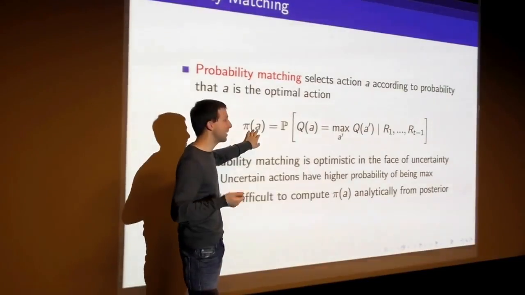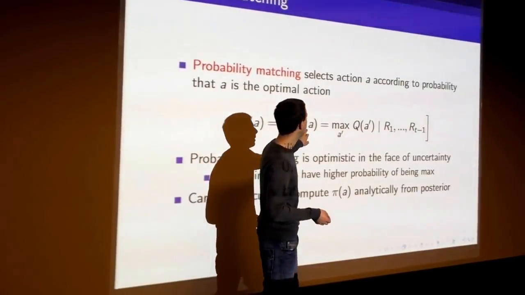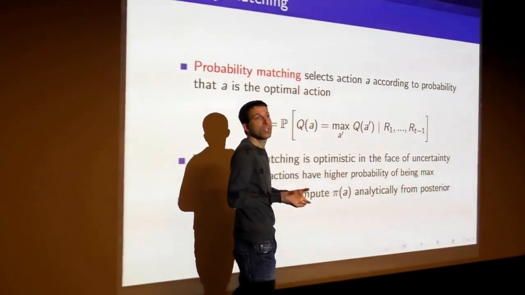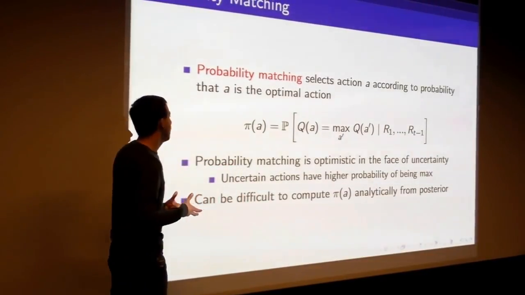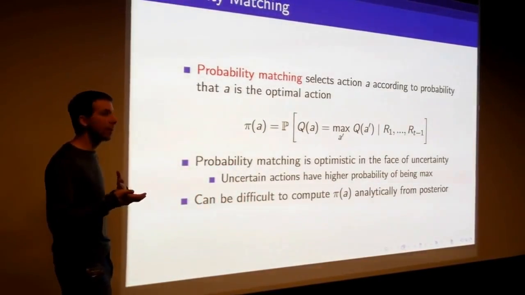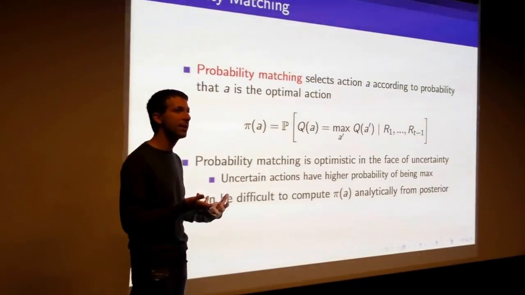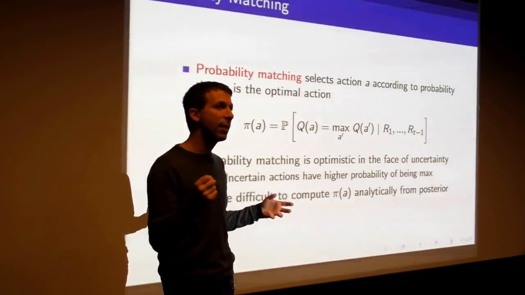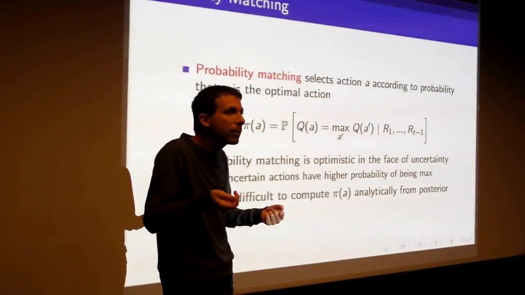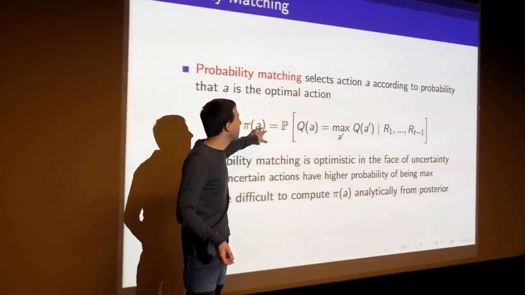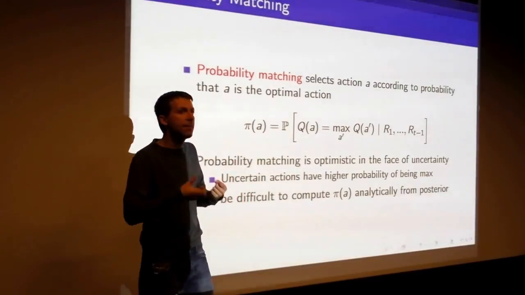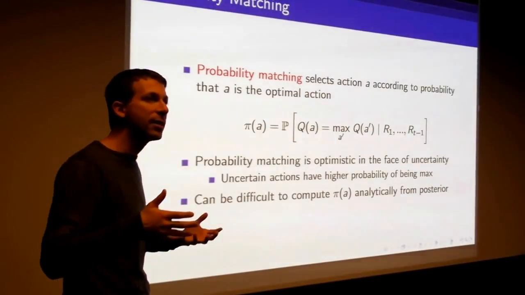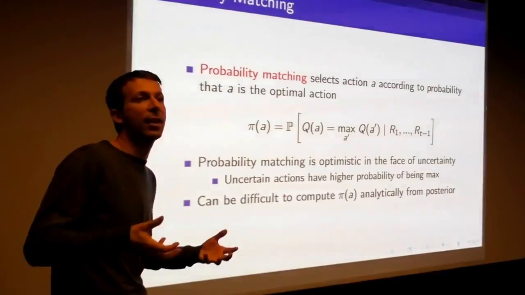So in other words, our policy, the way in which we actually pick actions, is just the probability that our Q value for that action is actually the best Q value. So we want to pick actions in proportion to the probability they're actually the best one. And what's nice about probability matching is it automatically does this optimism in the face of uncertainty idea. In other words, if we've got some uncertainty over our Q values, and we just probability match, we automatically pick things which have higher uncertainty. The more uncertainty there is in something, the more chance that thing actually could turn out to be the max.